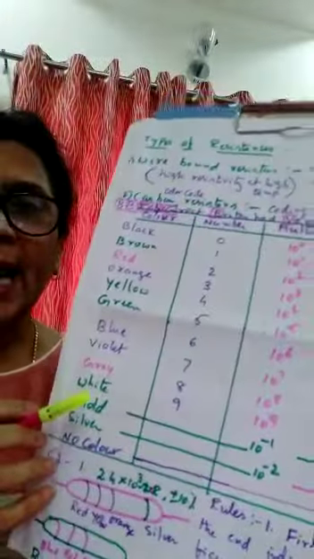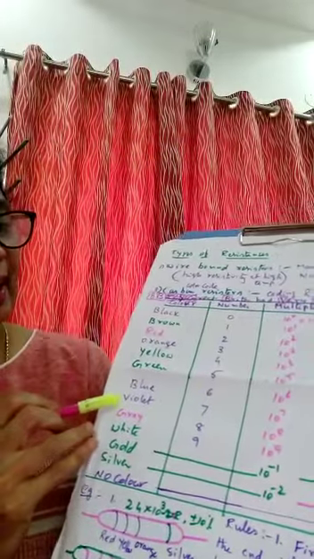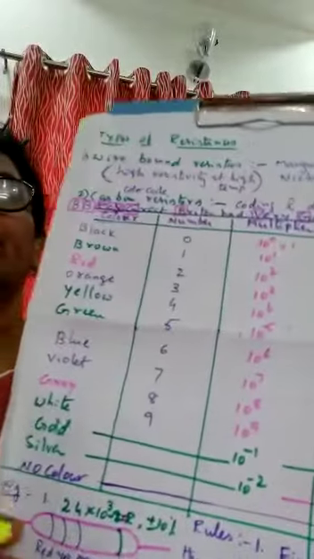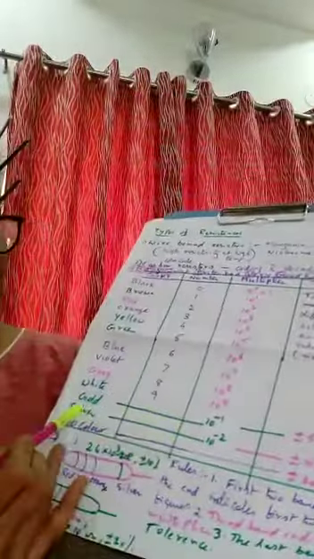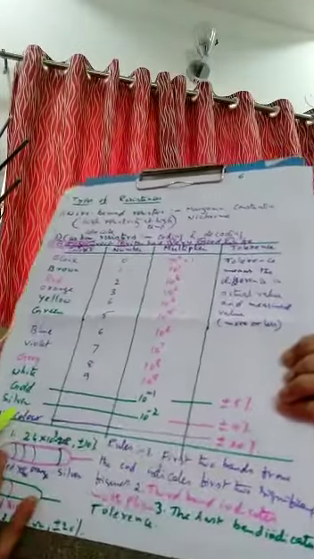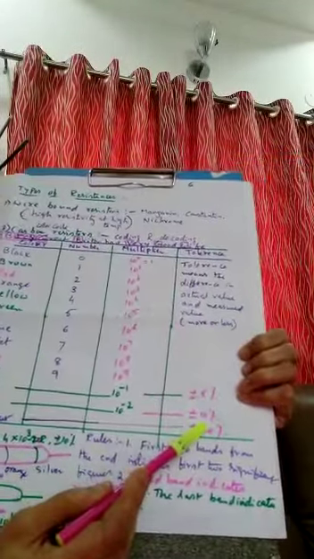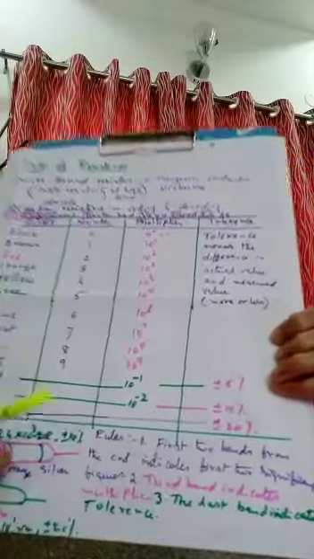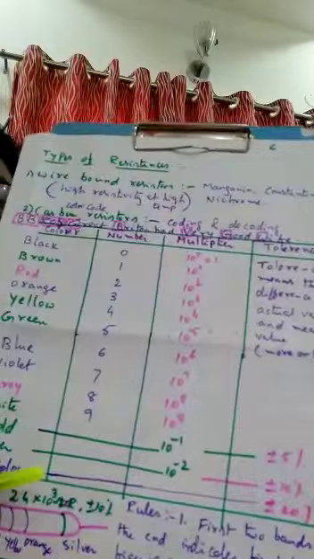First, B.B. Roy of Great Britain had very good wife. Gold, silver, no color. Remember that. So for tolerance, if a gold ring is there, it is plus or minus 5% tolerance. If a silver ring is there, then plus or minus 10%. And if no color is there, then plus or minus 20% tolerance.